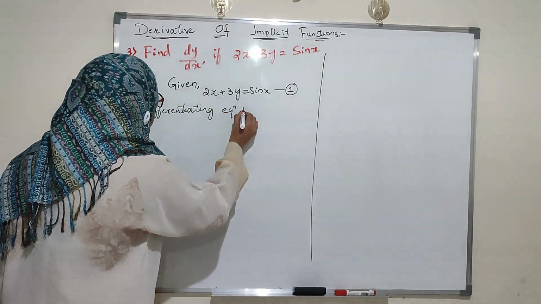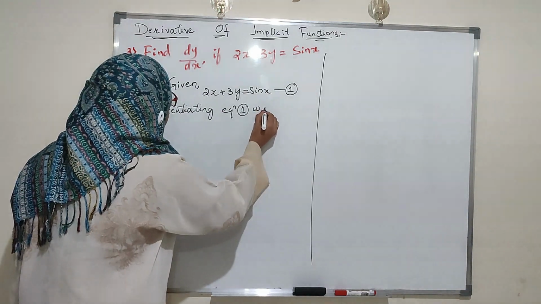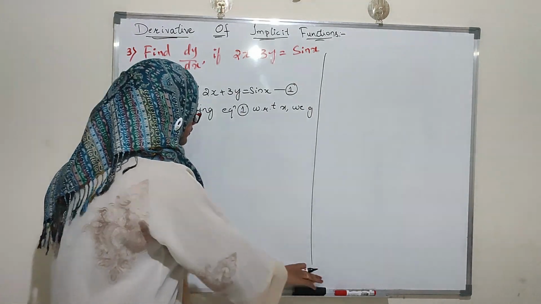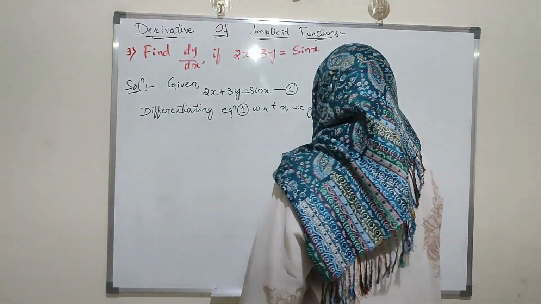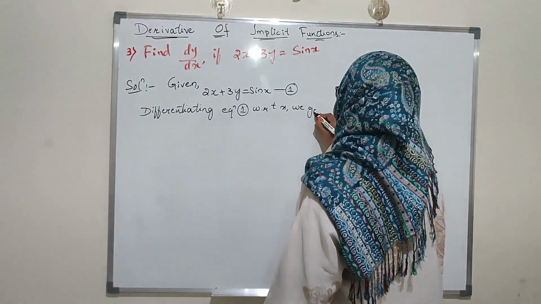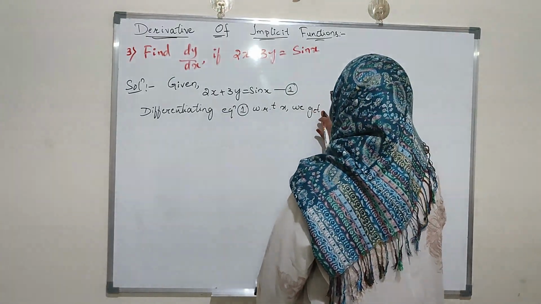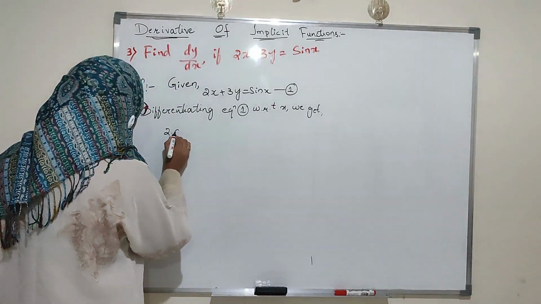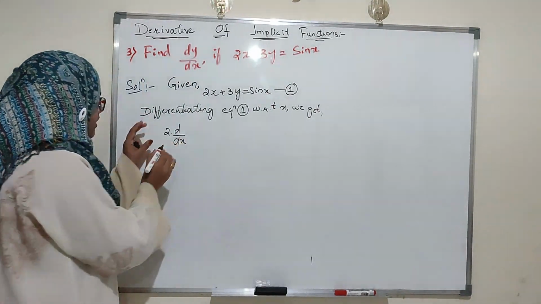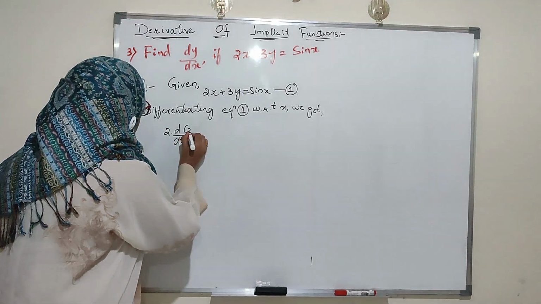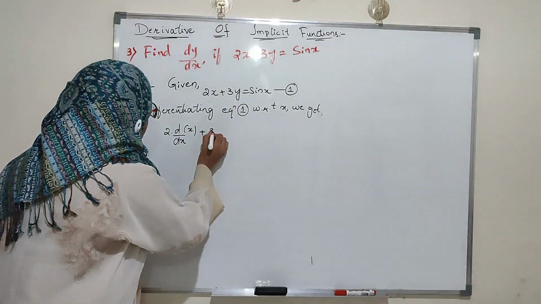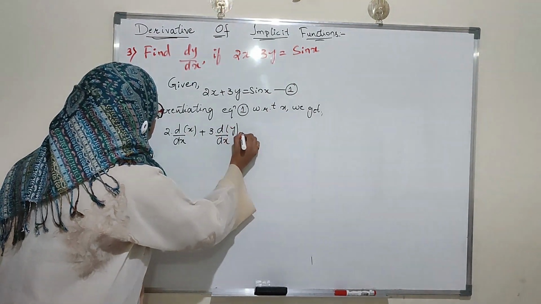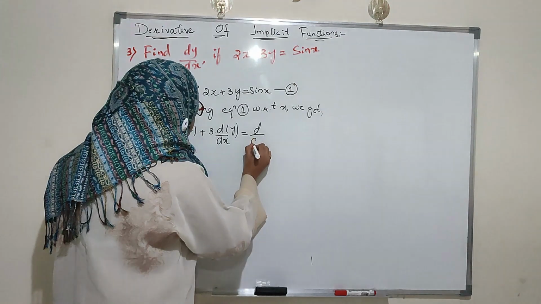Differentiating equation 1 with respect to x, we get. Differentiate equation 1. 2 into d by dx of x: 2 is constant, I am taking 2 outside, x plus 3 is constant, keep this as it is, 3 d by dx of y is equal to differentiation of sin x.